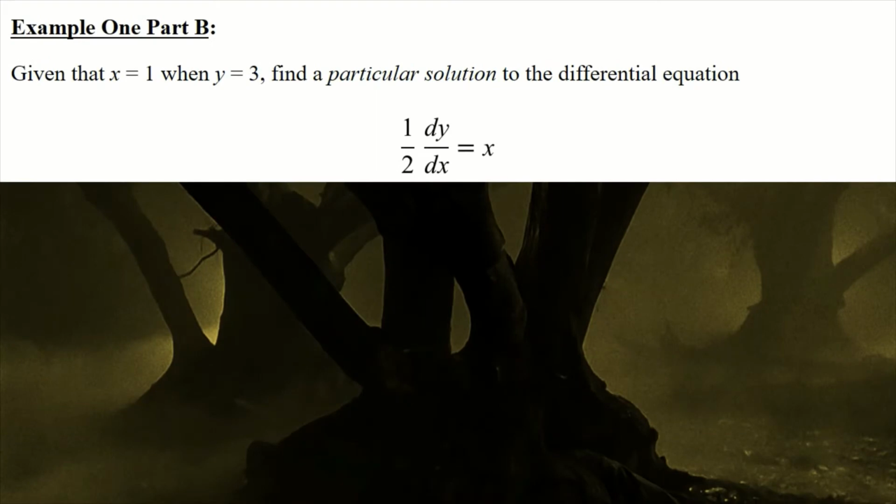Now that we have established a general solution for this differential equation, we need to find a particular solution, and as I've already stipulated, this requires additional information. So given that x equals 1 when y equals 3, we should be able to establish what the constant c is and therefore what our particular solution is.